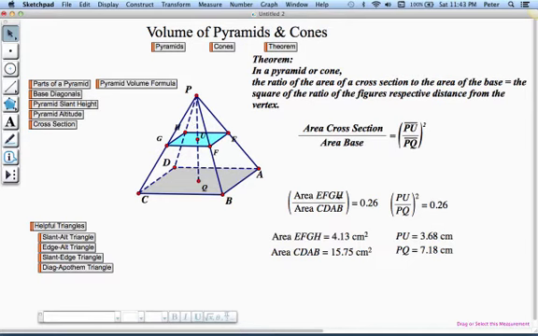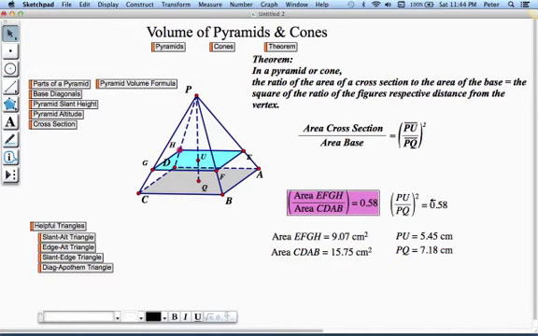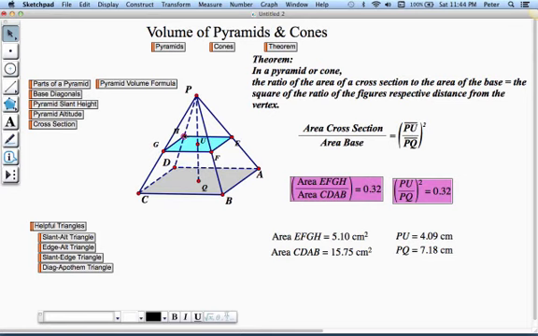So you'll notice that this ratio, the ratio of the area of the cross-section to the area of the base, equals PU over PQ squared. As I manipulate the cross-section and make it higher or lower, you can see that the ratios always stay the same, which means to say that they're proportional. So the area of the cross-section to the area of the base is equal to their respective distances from the vertex squared. It's pretty complicated.